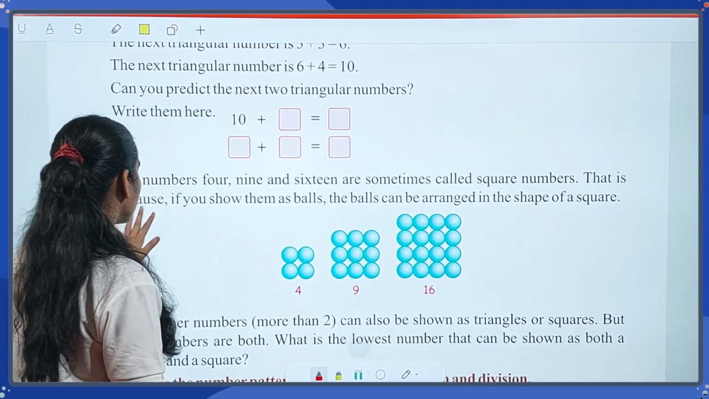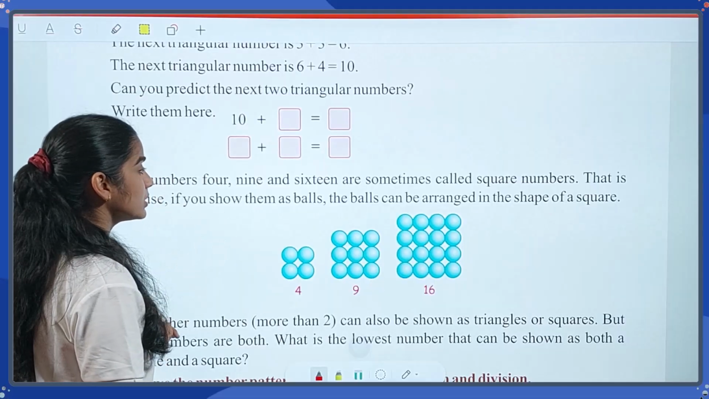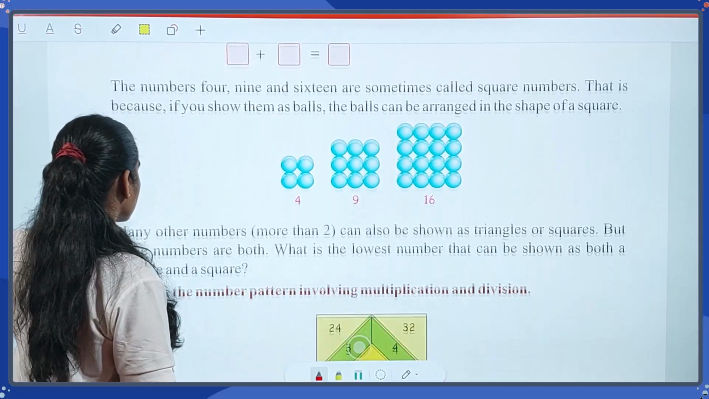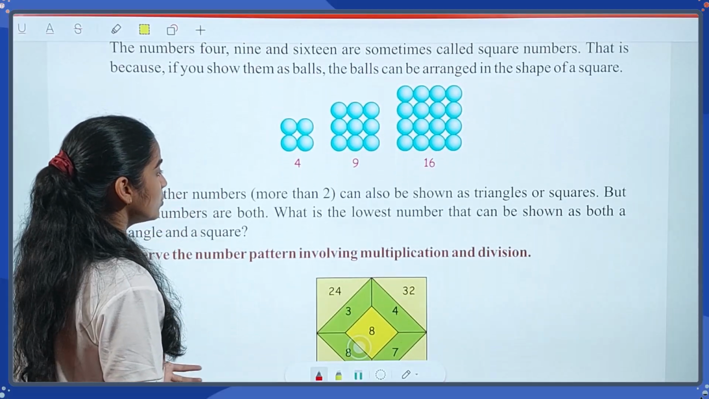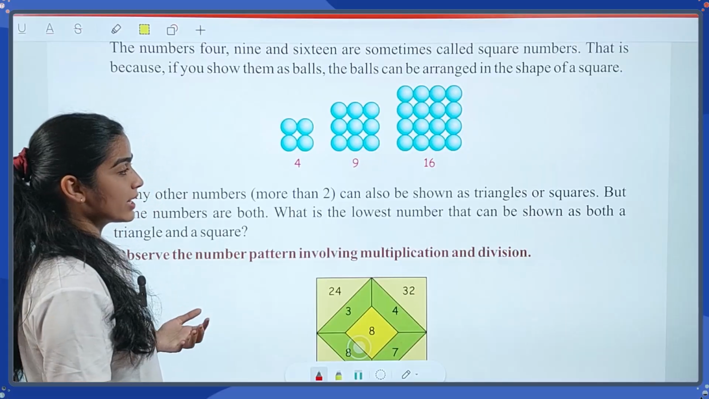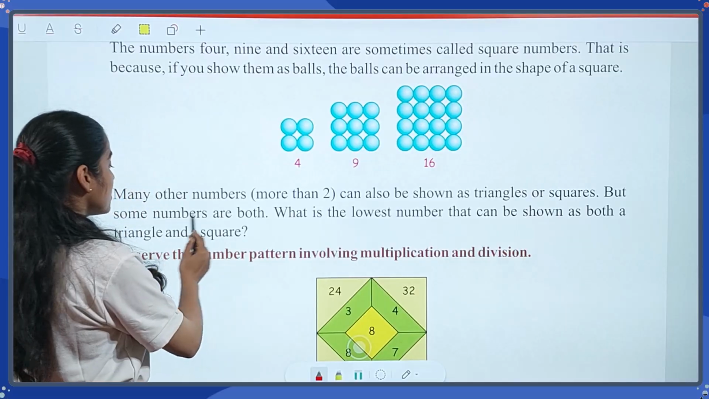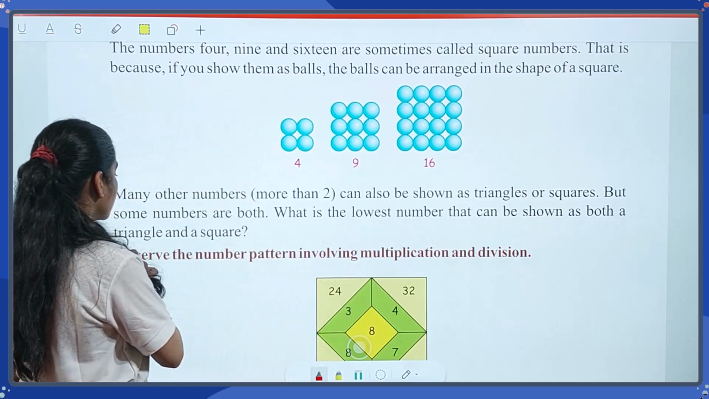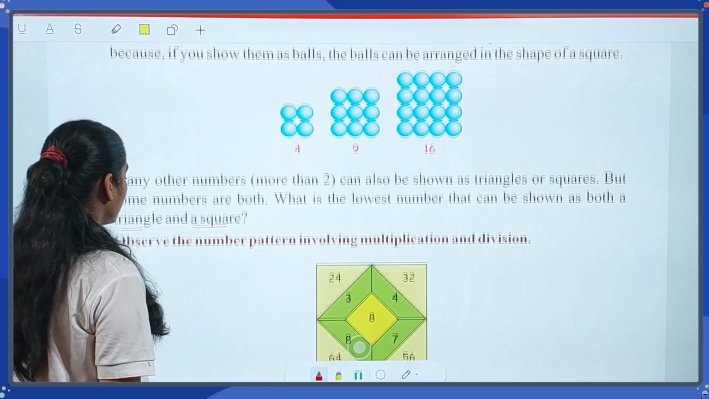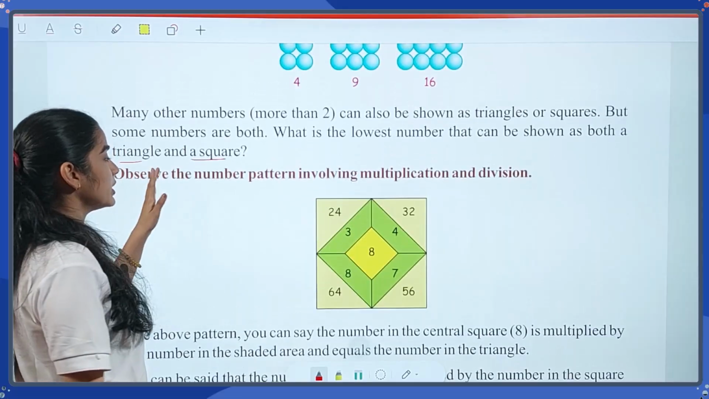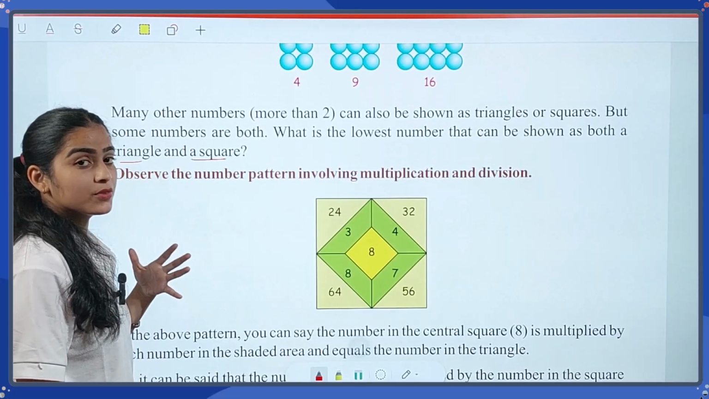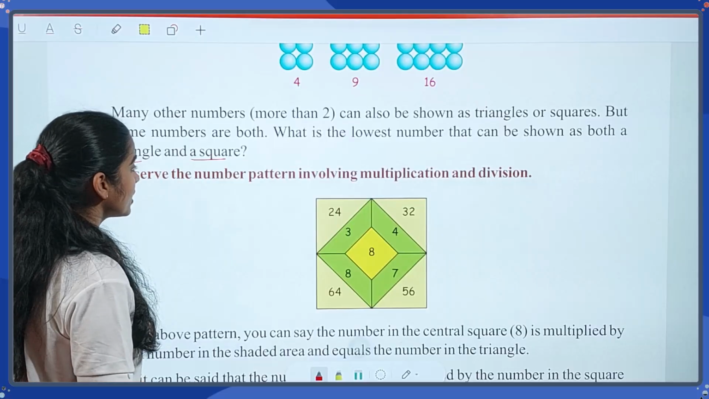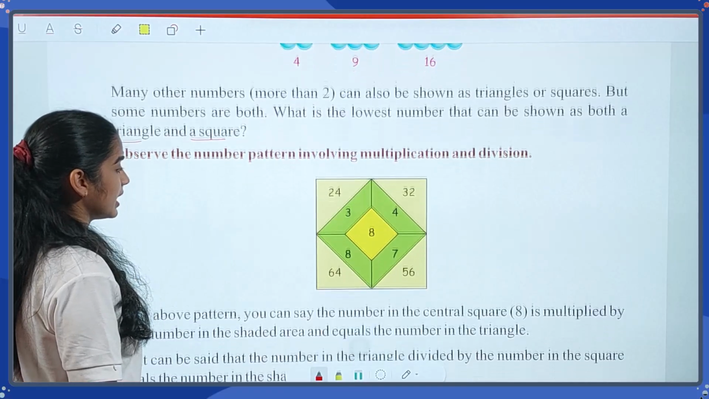That is because if you show them as balls, the balls can be arranged in the shape of a square. Many other numbers more than 2 can also be shown as triangles or squares, but some numbers are both. So what is the lowest number that can be shown as both a triangle and a square? You have to tell me which is the smallest number that can be represented as a triangle as well as a square. Observe the number pattern involving multiplication and division.